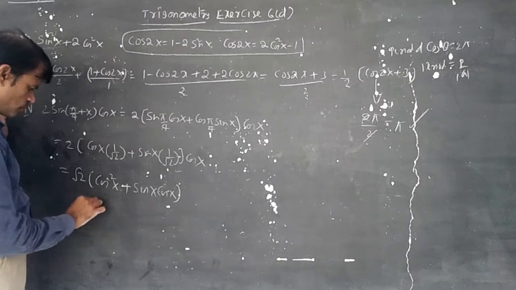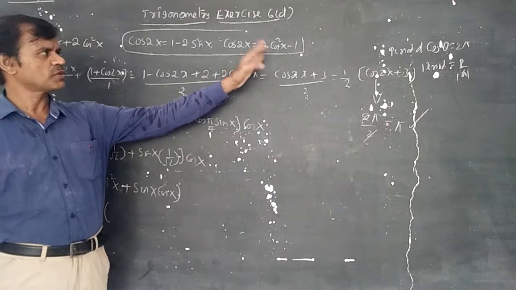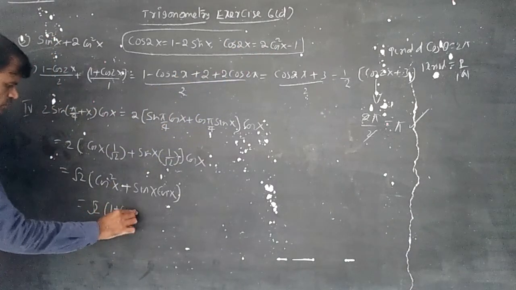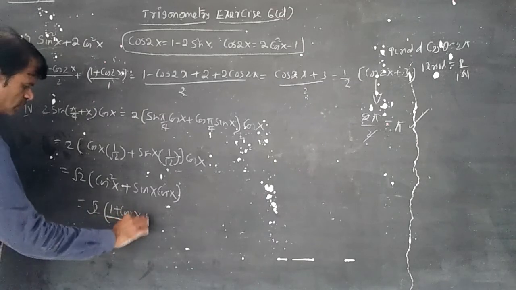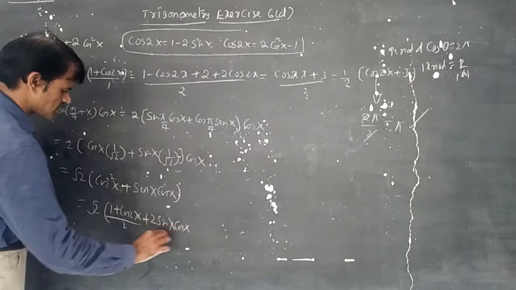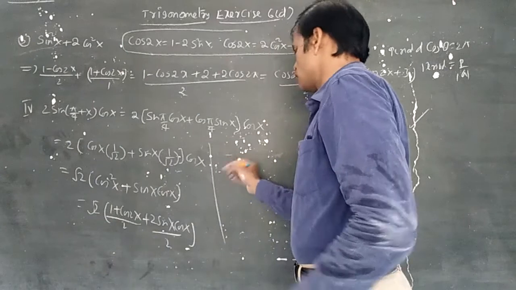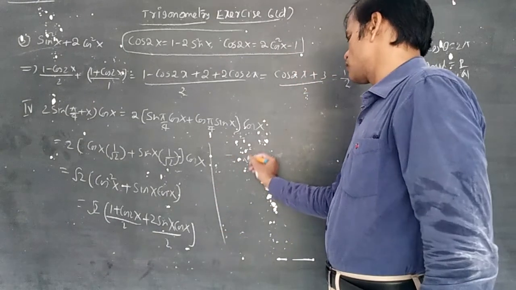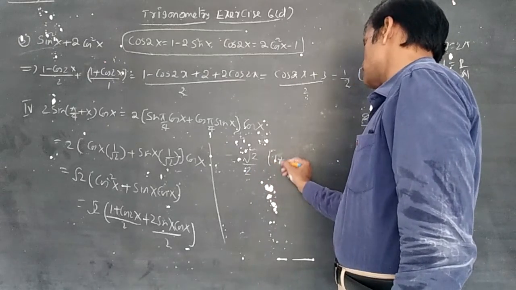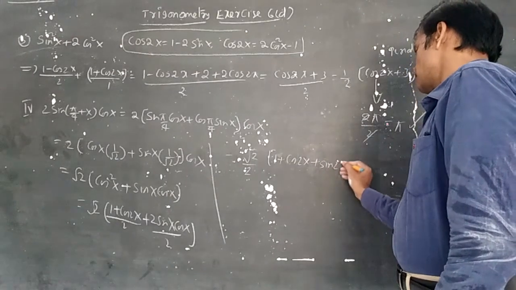That is equal to root 2 into cos square x formula. According to this one, you can write 1 plus cos 2x whole by 2, plus here multiply and divide by 2, it becomes 2 sin x cos x whole by 2. That is equal to root 2 taken common, by 2 you can write here 1 plus cos 2x plus sin 2x.